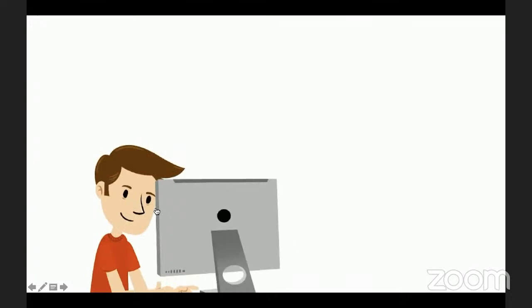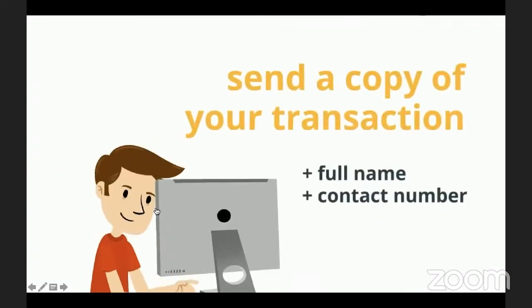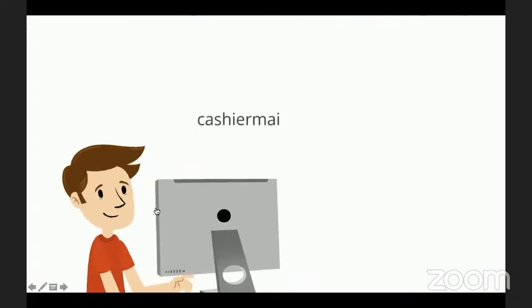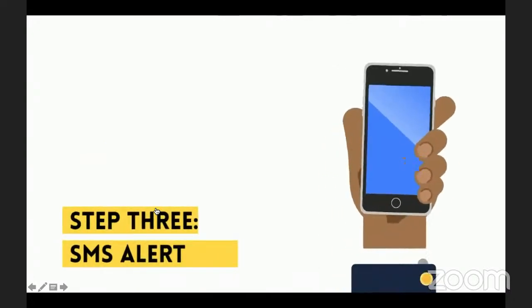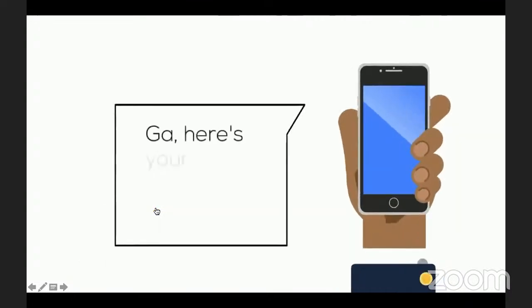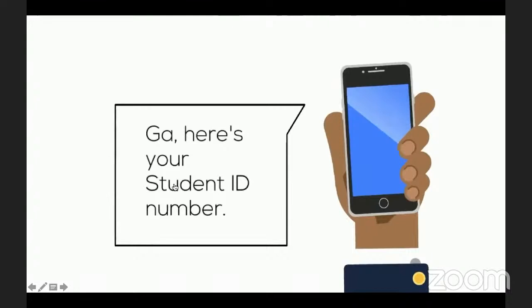Once the payment is done, send a copy of your transaction with your full name and contact number to cashiermain@umindanao.edu.ph. Step 3. Wait for an SMS alert where you will receive your student account ID number and more details about your account.